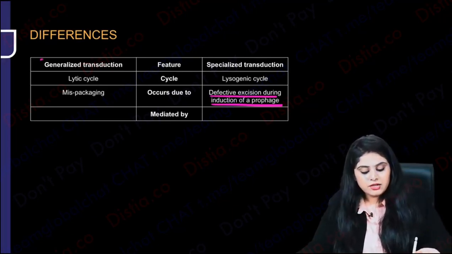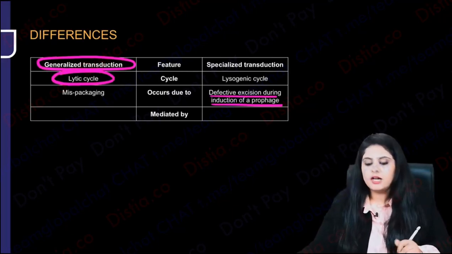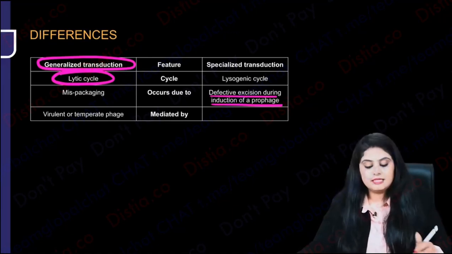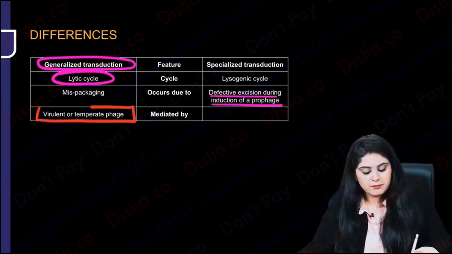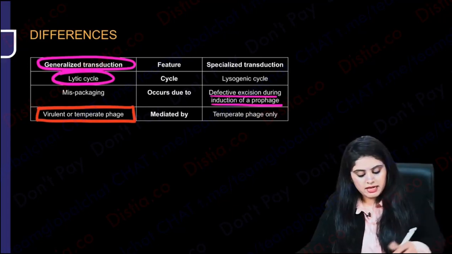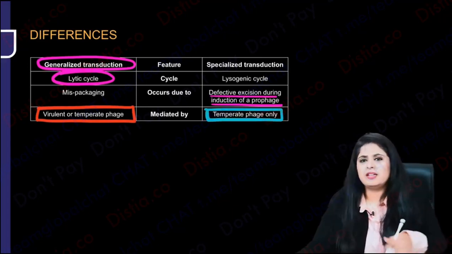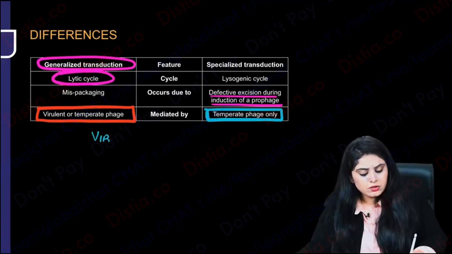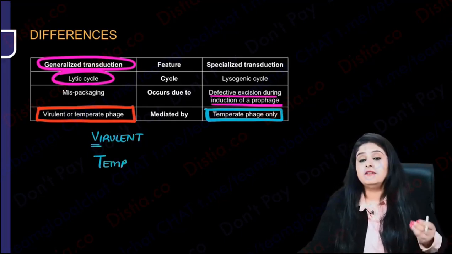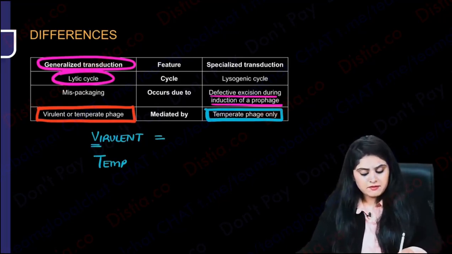Now tell me, generalized transduction basically shows you the lytic cycles. Which phage shows you the lytic cycle? You will say all the phages can show me the lytic cycle. That is the virulent or the temperate. Whereas specialized, which shows you only lysogenic, is going to be only by temperate phage. How will we remember this? Rather than learning it like this, I told you there are two types of phages. There is a virulent phage and there is a temperate phage. I told you virulent is very virulent, means it's going to break everything. It is going to have the lytic cycle.